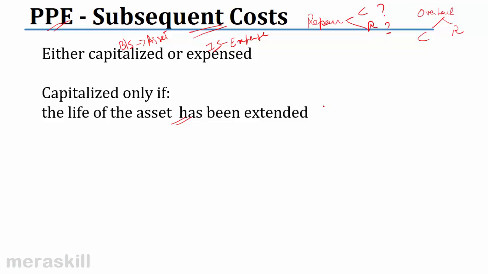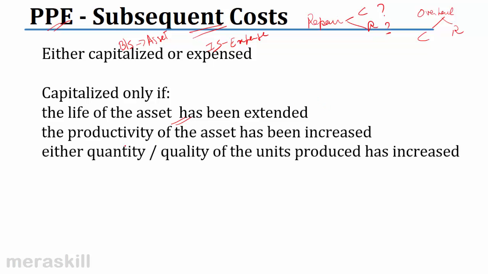So it's capitalized only if the life of the asset has been extended or the productivity of the asset has been increased. Either the quantity or the quality of the units produced has increased. Only then it is capitalized. That's why, when there was an overhauling so that the productivity increased from 10 units an hour to 16 units an hour, those costs are capital costs and added to the cost of the asset.